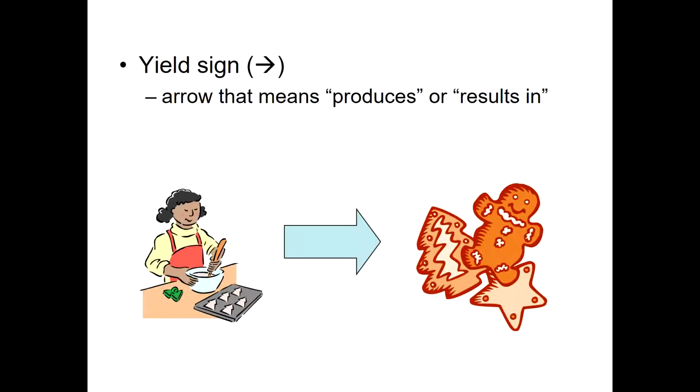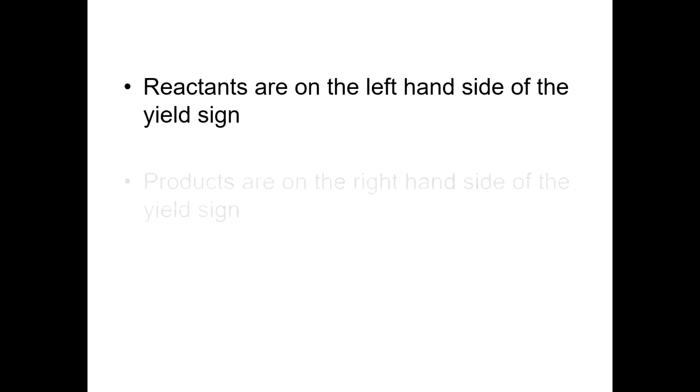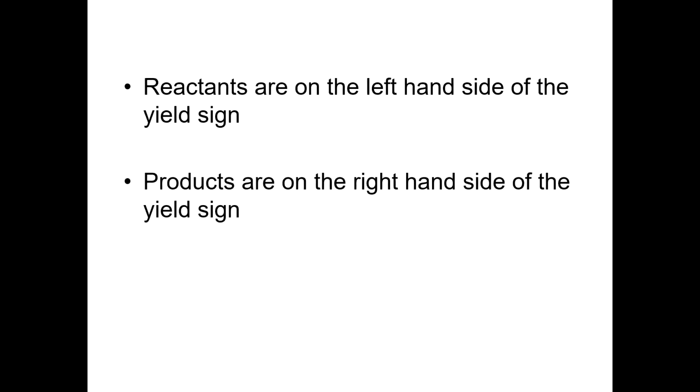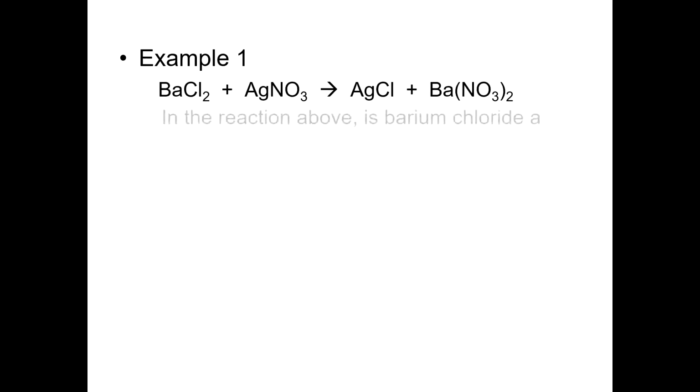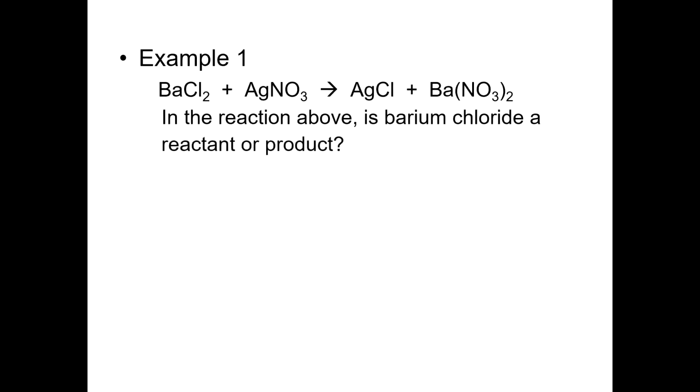Now, when we write a chemical equation, we're going to separate the reactants from the products using an arrow, which is called a yield sign. Now, the yield sign just means the reactants have been mixed together to produce or to result in the products, which will be on the right-hand side of the arrow. So the reactants are on the left side of the yield sign, and the products are on the right-hand side of the yield sign.